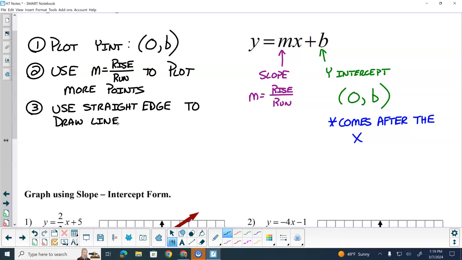Right? So if we're using a straight edge to draw the line, we gave a couple of different hints the last couple of days about it. What's one of the hints we gave? We gotta make sure our line goes through our points.